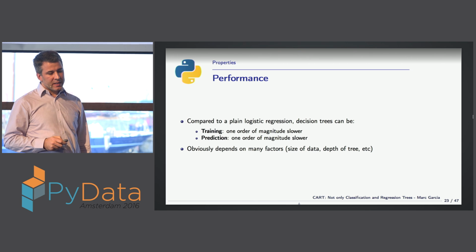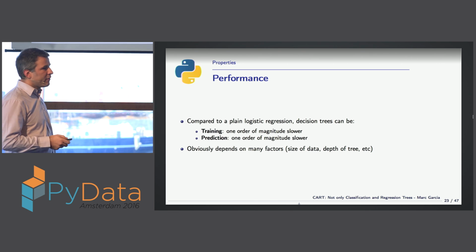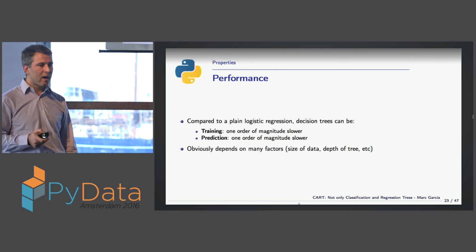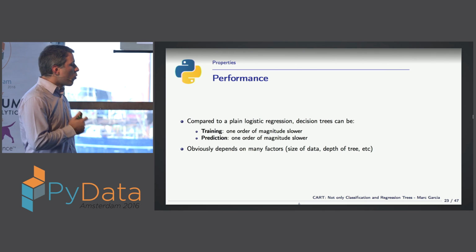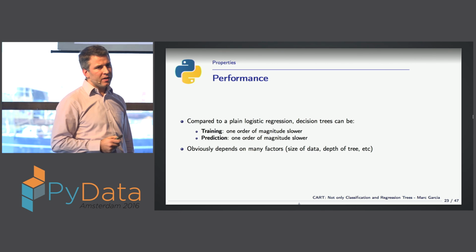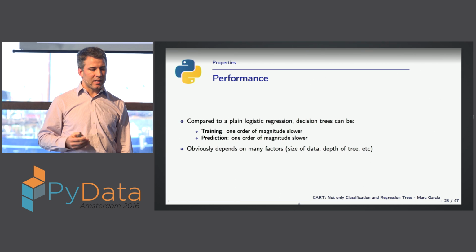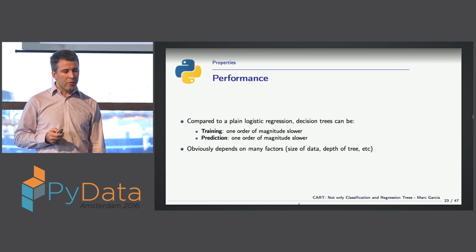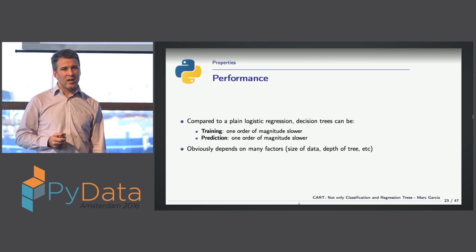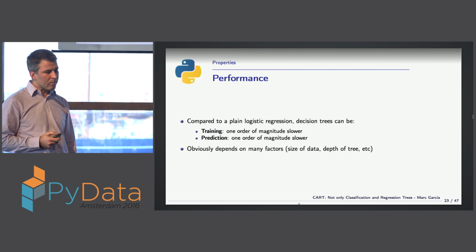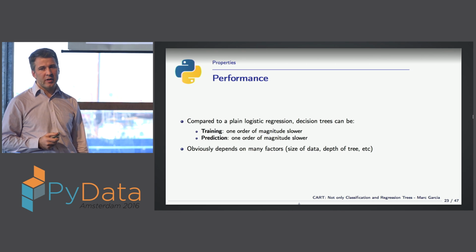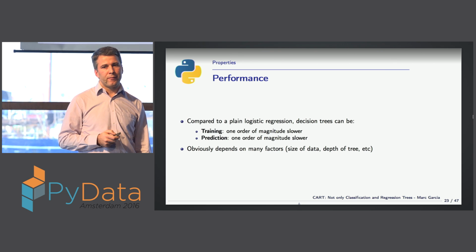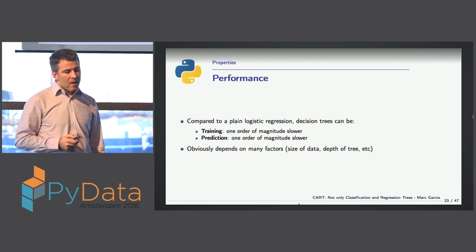So regarding performance, as we've seen before, the linear models basically just compute a linear equation, which for a computer, especially if you are predicting many samples at a time, is quite easy. It's just a matrix multiplication. Computers are really good at it. So basically, a linear model, a plain logistic regression, is orders of magnitude faster than a decision tree.